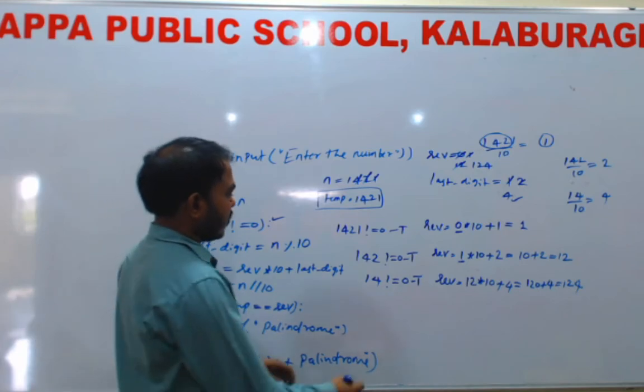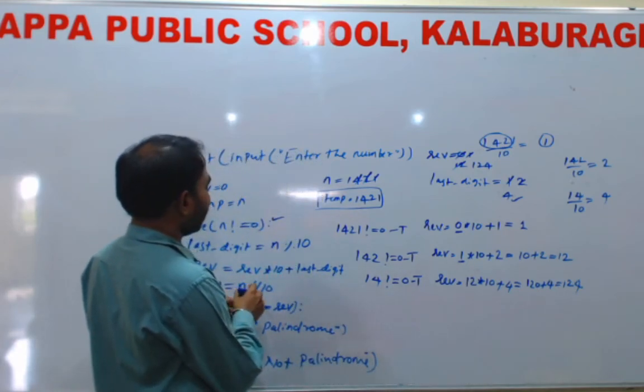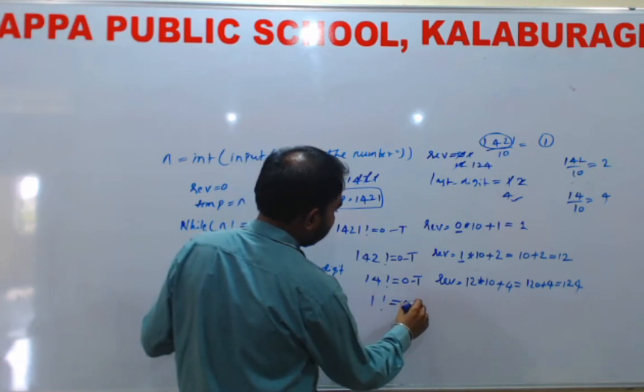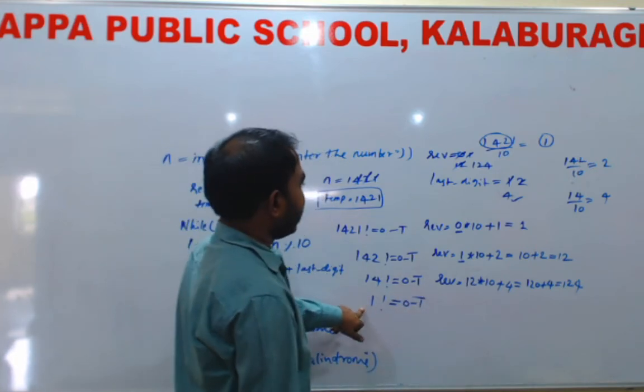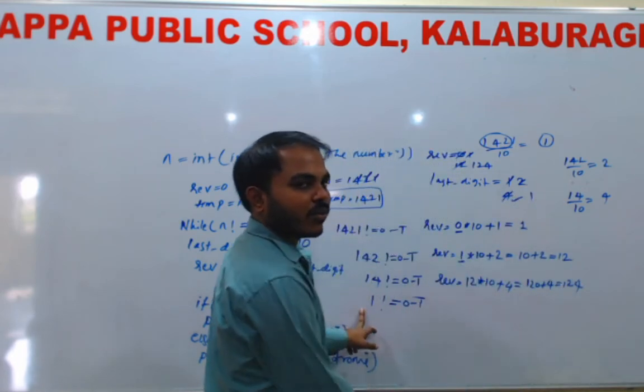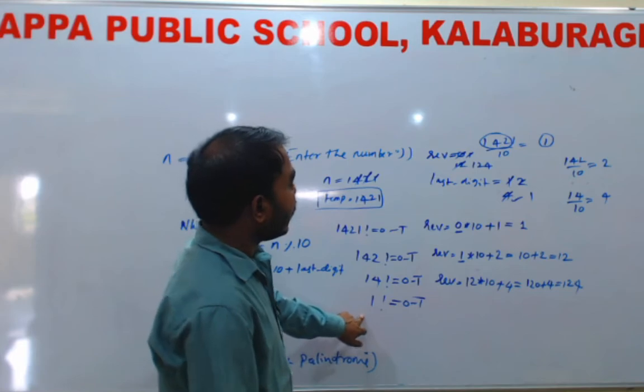So next what? So again n is equal to n divided by 10. So we get a 1 value, 1 is not equal to 0, again it becomes true. Next what? So last digit number becomes what? Now it is 1. Okay, so the last remainder value becomes 1 now.